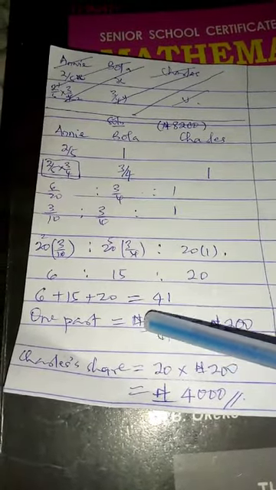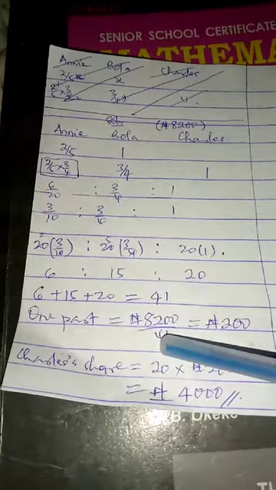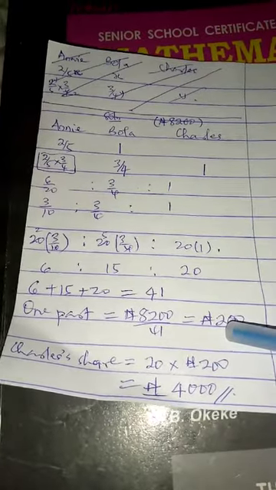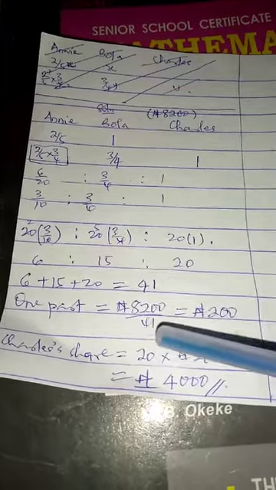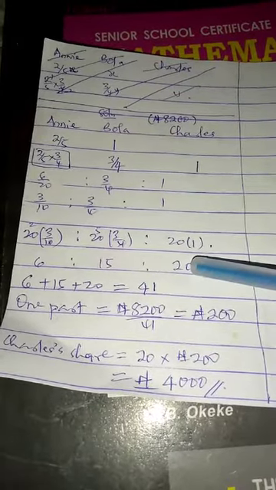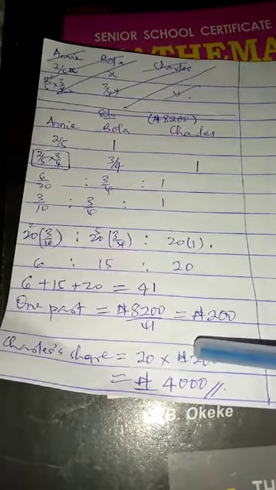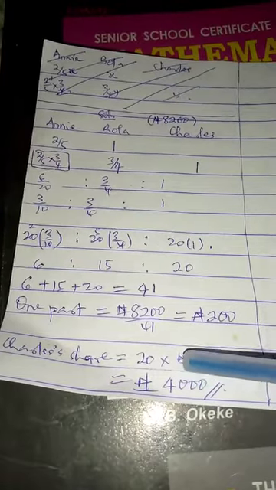Get one part, you say 8,200 divided by 41, which is 200 naira. Then what Charles gets? Charles is the owner of 20, so you say 20 times 200 naira, and that is 4,000 naira.